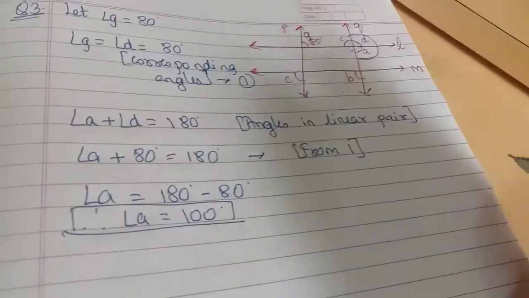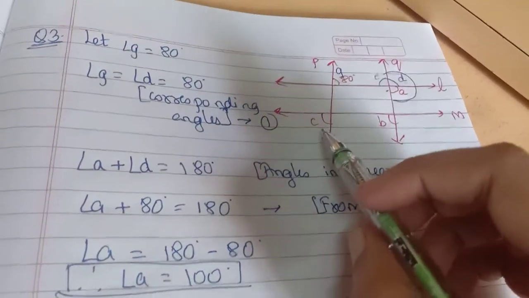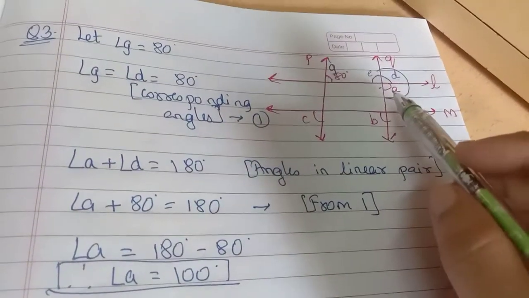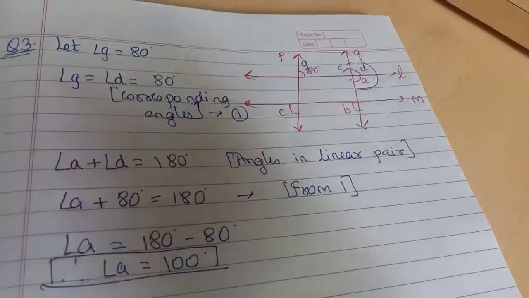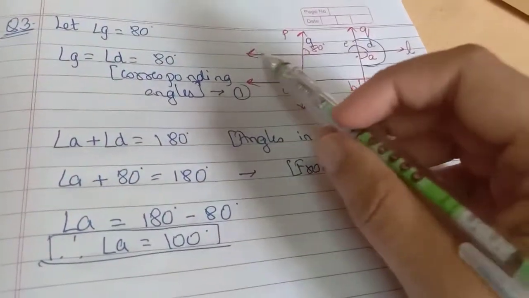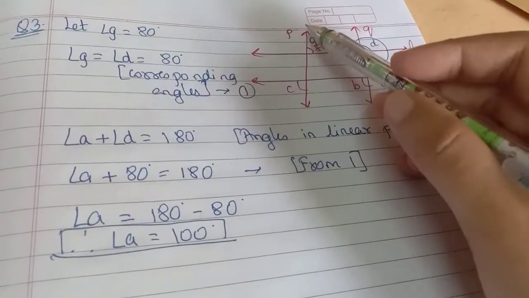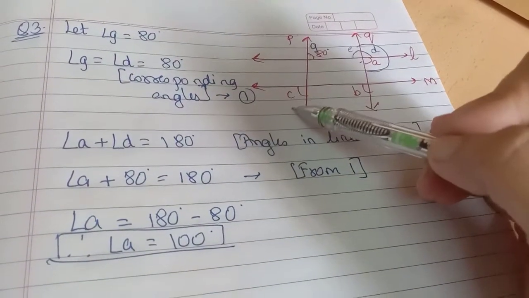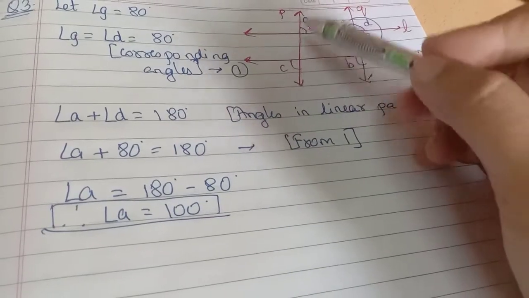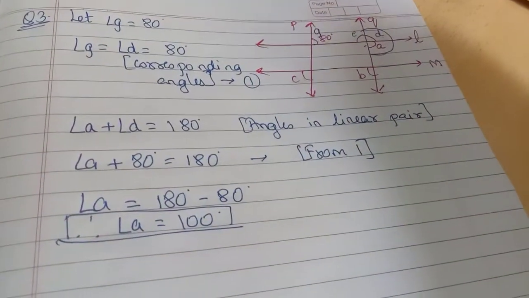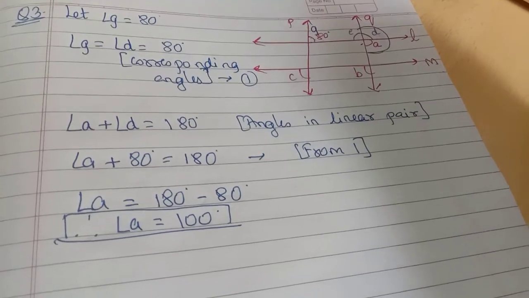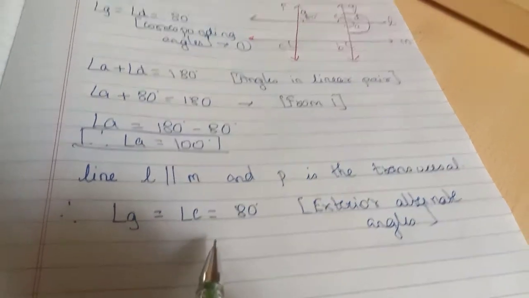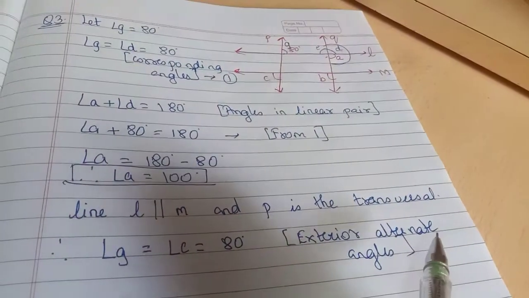Now next I need to find the value of B, and then I need to find the value of C. So if I take into consideration line L parallel to line M and line P as the transversal, I can say that angle G is equal to angle C, that is nothing but exterior alternate angles, which is equal to 80 degree. Okay, I repeat, angle G equal to angle C equal to 80 degree, exterior alternate angles.